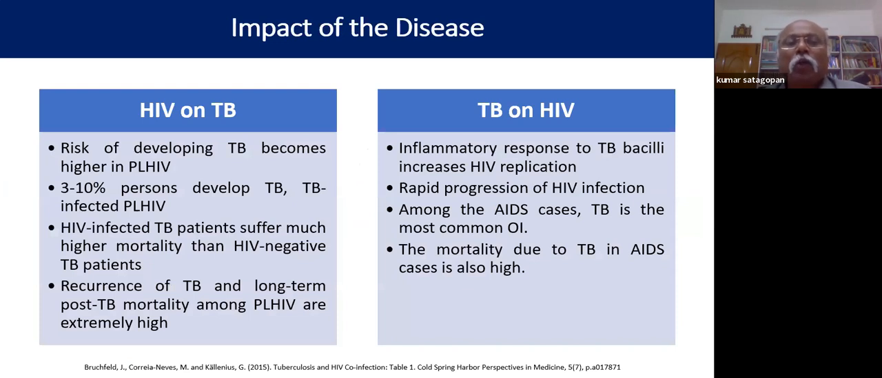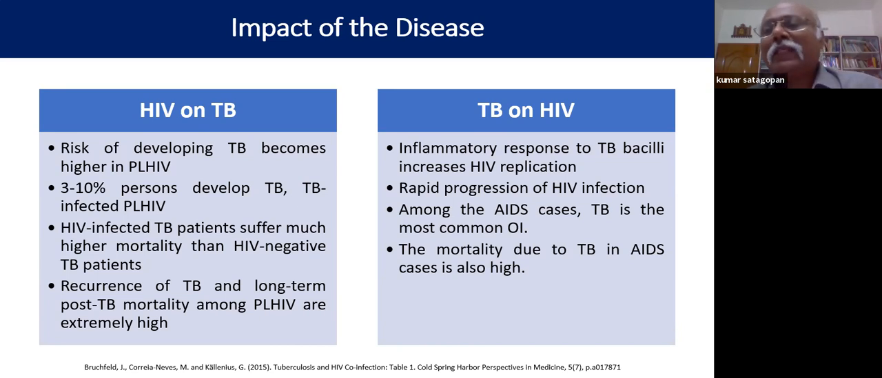So what is the impact? Already told you it's a two-way, it is a vicious circle. The impact of HIV on TB is that the risk of developing TB becomes much higher in PLHIV. I already told you the lifetime risk of an average Indian is 10%, whereas every year it is 10% in HIV individuals. So 3 to 10% of TB-infected HIV individuals develop TB. HIV-infected TB patients suffer much higher mortality than HIV-negative patients because of other comorbid opportunistic infections. So recurrence of TB and long-term post-TB mortality are extremely high in HIV. So that is the thing.